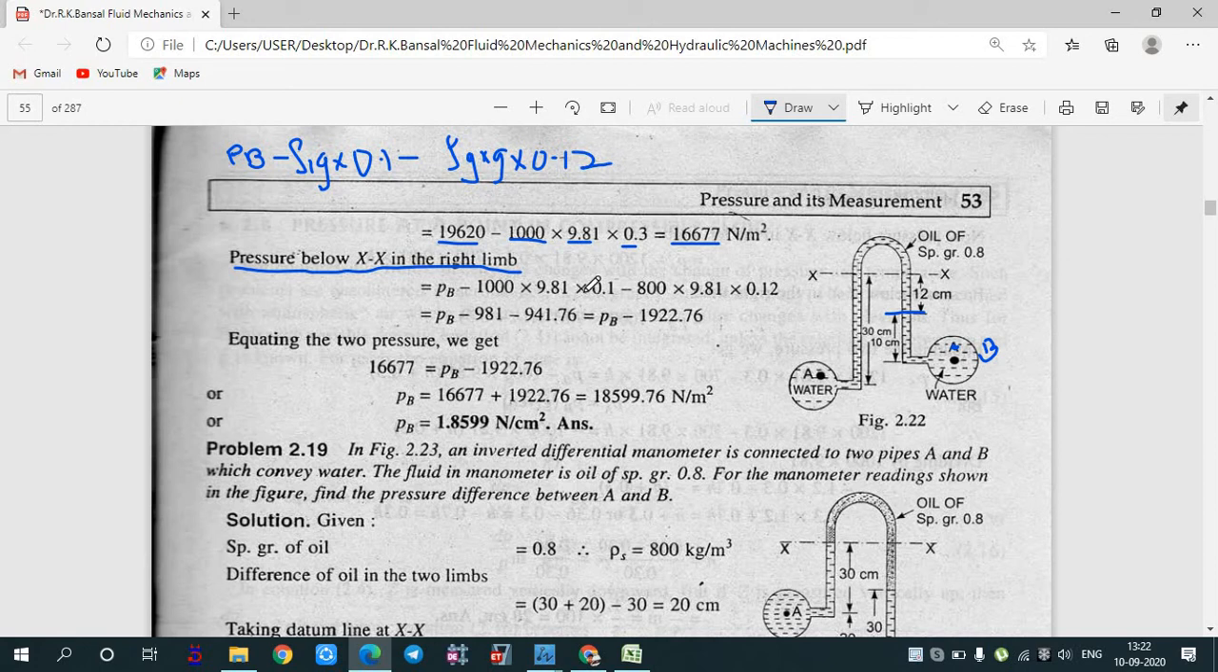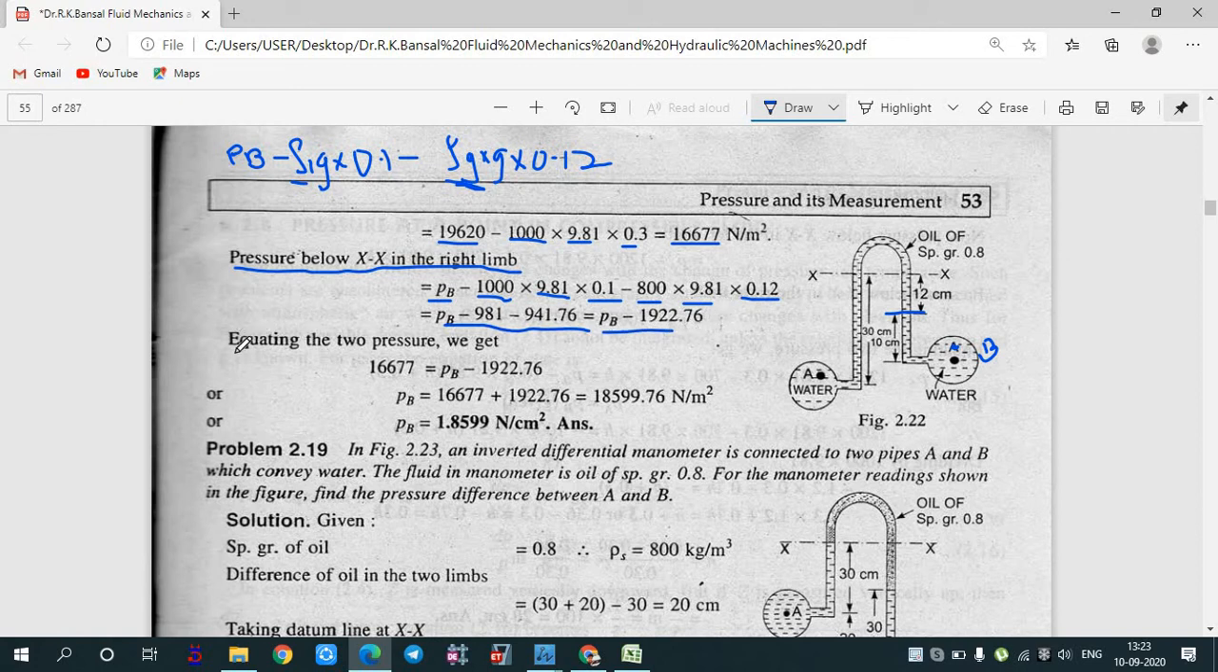0.12. Okay, so as you can see, this is PB. After that, rho 1, since it is water, has a density of 1000, and g is 9.81, height will be 0.1. And after that, the specific gravity of oil, which is 0.8 multiplied by 1000, it will be 800 into 9.81 multiplied by height 0.12. So from here you can get this equation. So PB equals PB minus 1922.76.